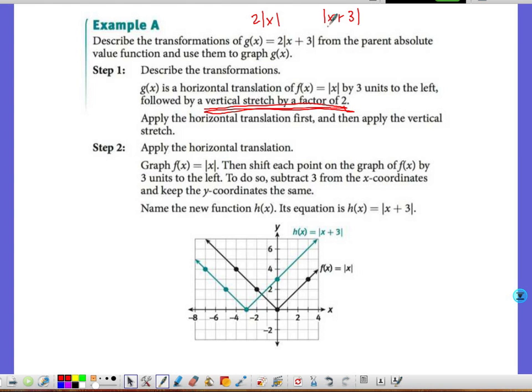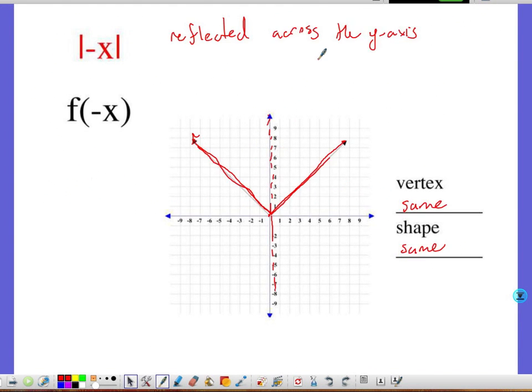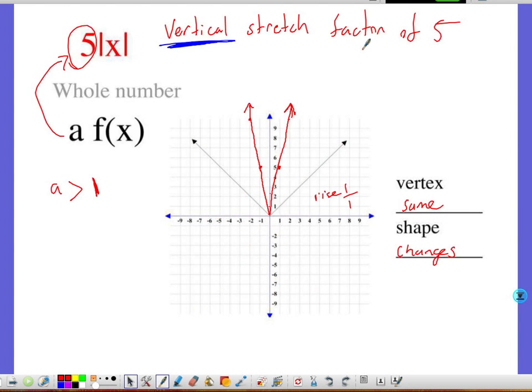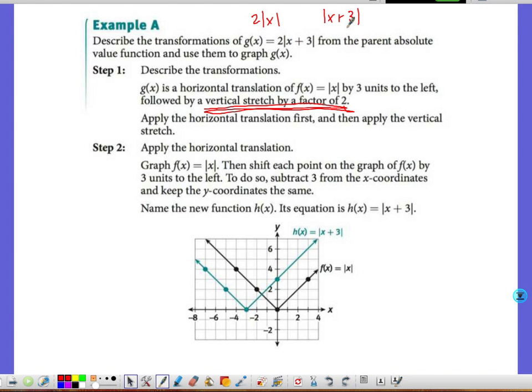And then, since we are adding 3 on the inside of the absolute value, we just look at an example that looks like it. We're adding here. It's translated to the left. So in my example, this is going to be a horizontal translation to the left by 3 units. 3 units to the left, which is basically here.